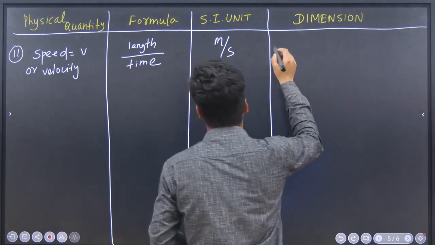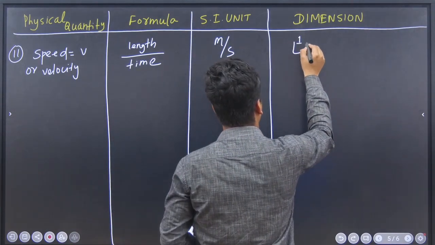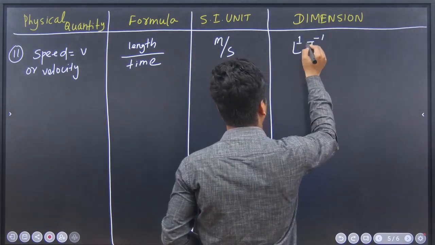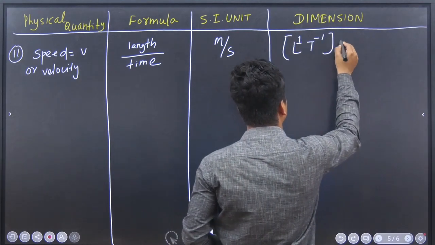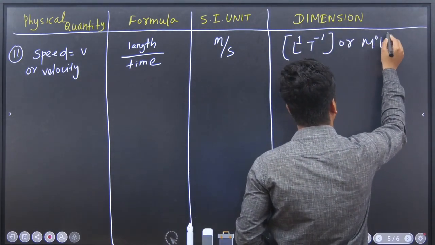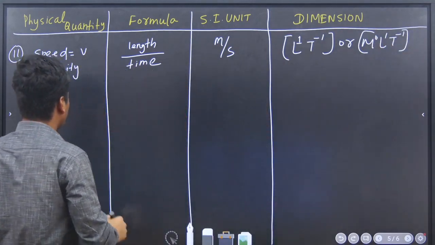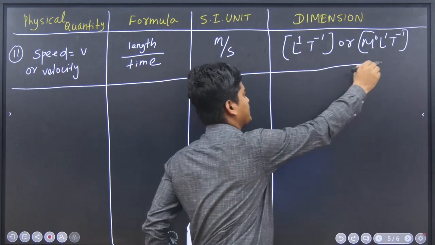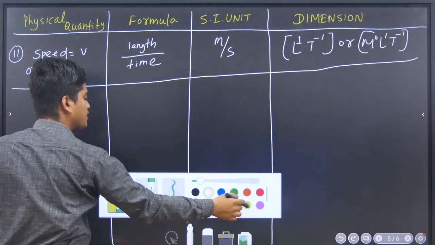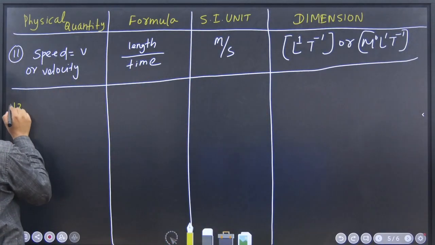Meter by second. So length occurs one time, so L to the power 1. T occurs in the denominator, so T to the power minus 1. I can write it like this, or I can write M to the power 0, L to the power 1, T to the power minus 1. Now we will go to the next quantity, which is the 12th one.